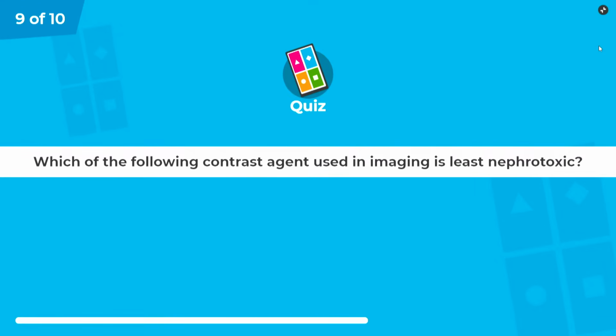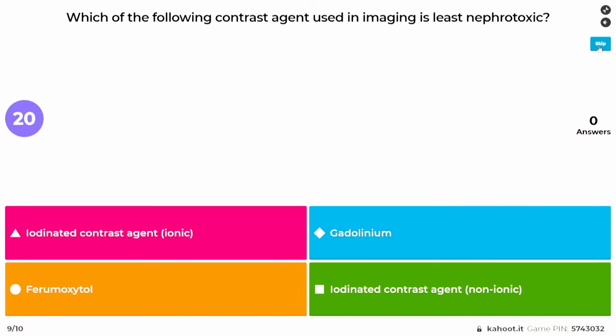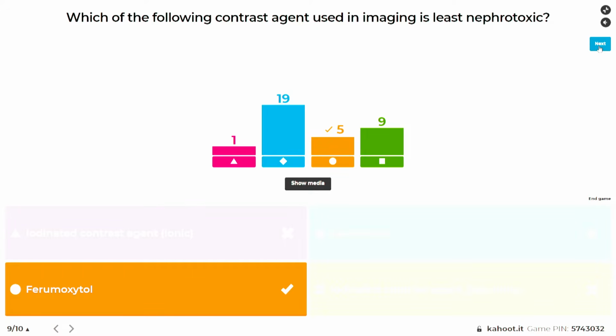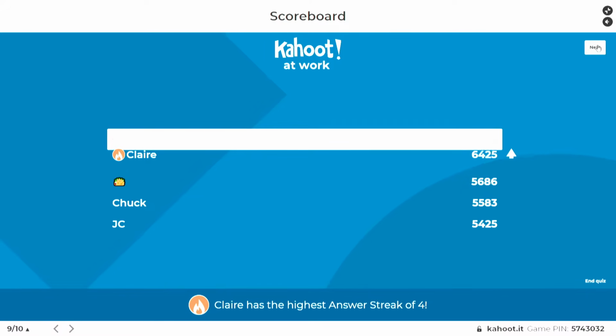Second last question, which of the contrast agents that is used in imaging is least nephrotoxic? Okay, so we have a mixed response here as well, non-ionic, but this includes MRI as well. So this is an ion-based contrast agent. We'll touch on it in our session.